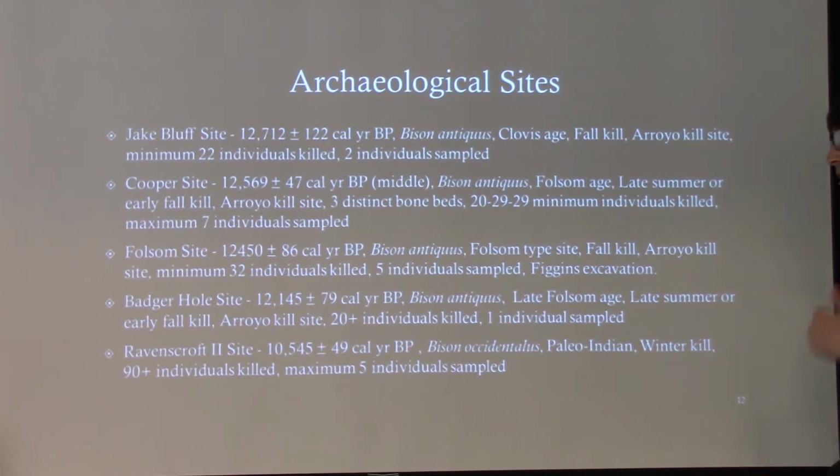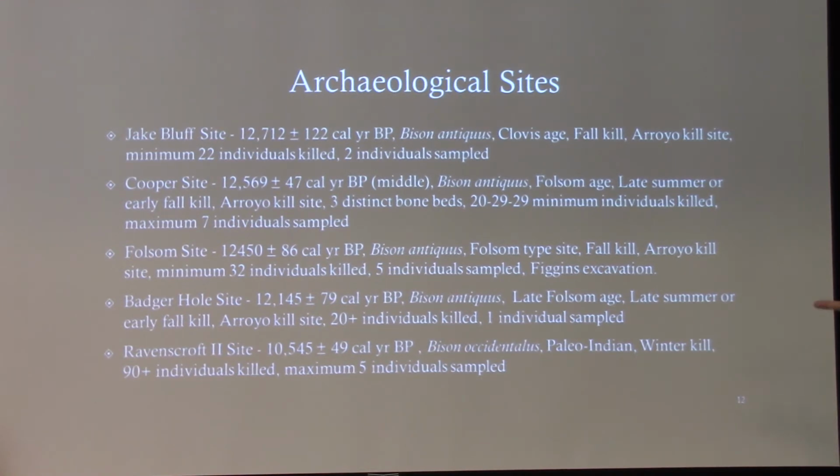The Folsom site is the type site for the Folsom cultural complex. It dates to 12,450 plus or minus 86 calibrated years before present. Again, this is a fall kill, again in the arroyo kill style. A minimum of 32 individuals killed with 5 individual samples. The samples that I had access to were from the Figgins excavation in 1928 or 6. It was either one of those 2.